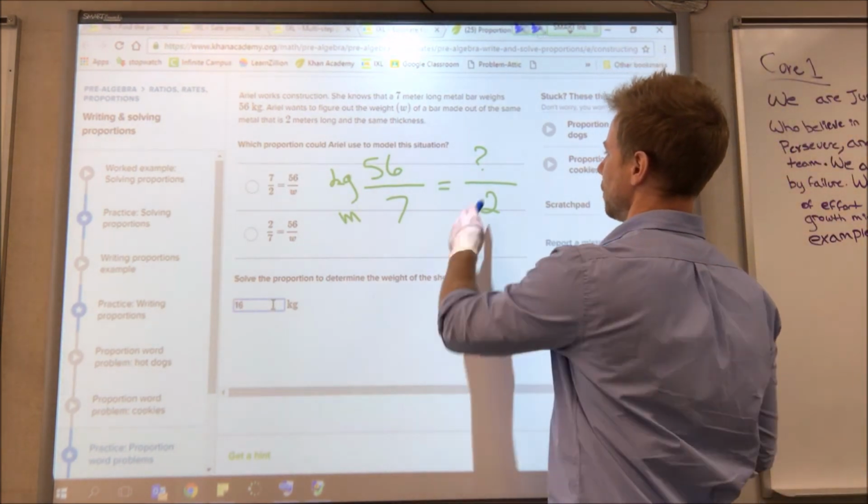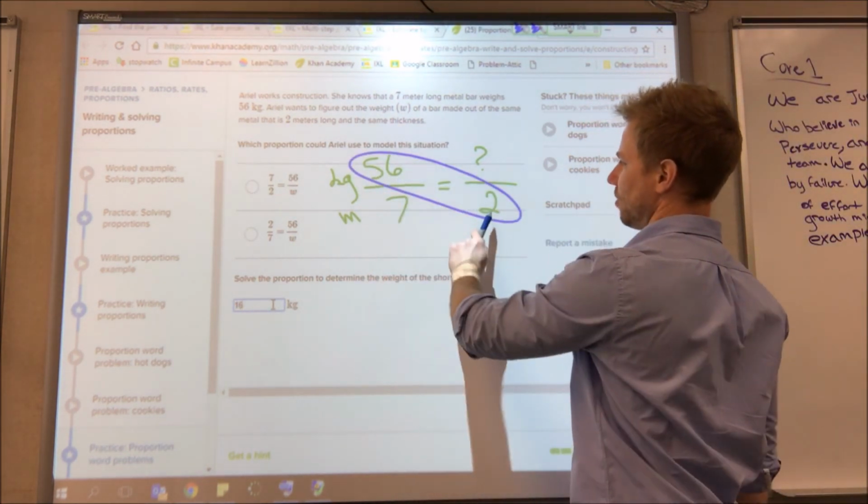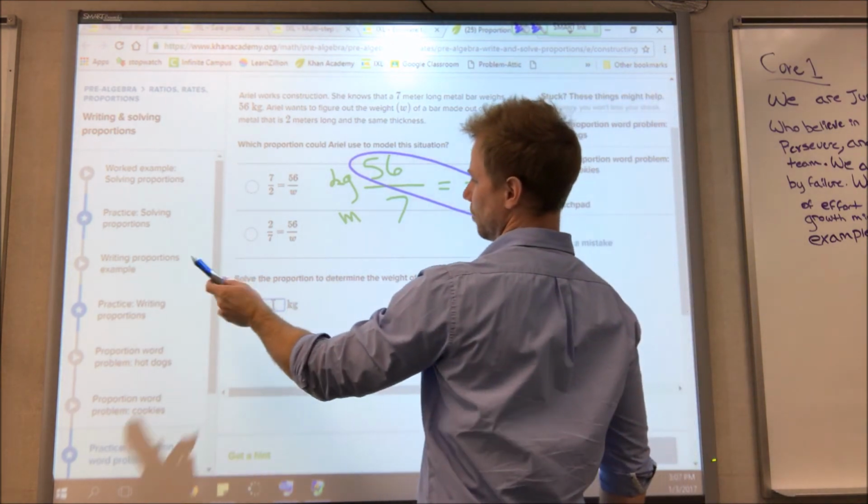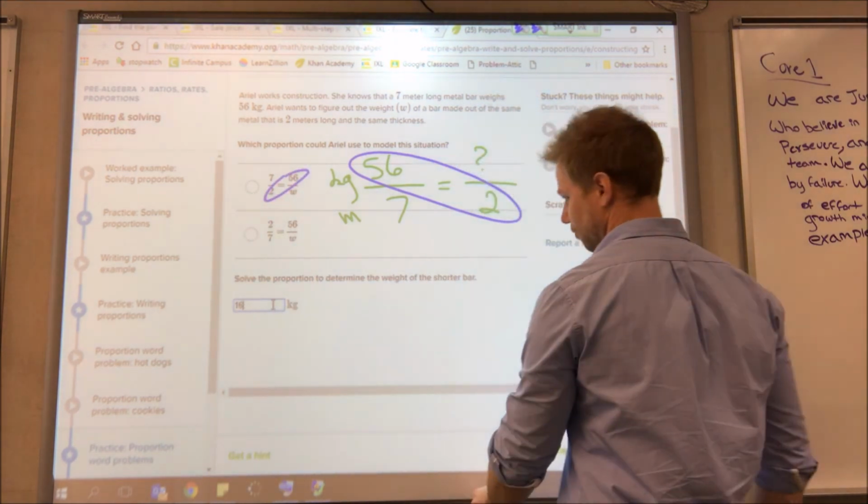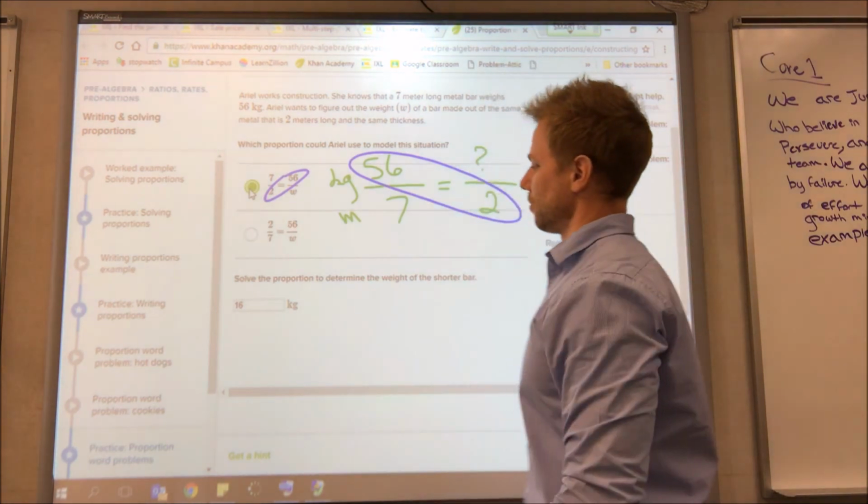Now we're going to look at which numbers are being cross multiplied. I have 56 and 2, so we need to figure out which one does that. And it's the first one, so it would be our first proportion.